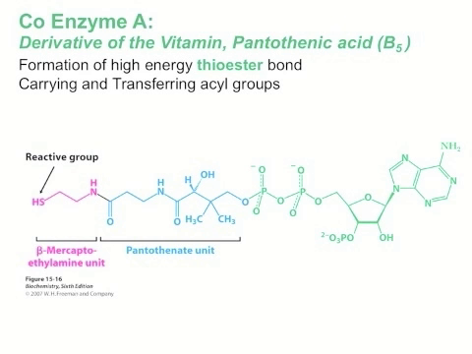Now we're going to revisit coenzyme A. This is a derivative of the vitamin pantothenic acid, B5. Again, this allows for formation of a high-energy thioester bond. The reactive group is seen as a sulfhydryl group on the left. This is going to carry and transfer an acyl group.